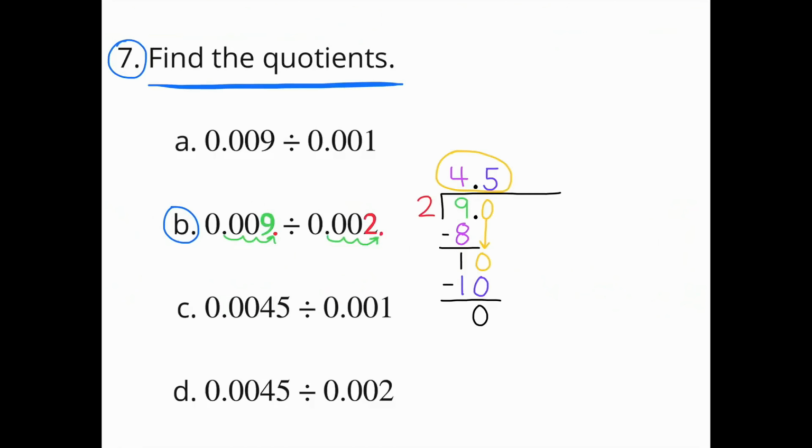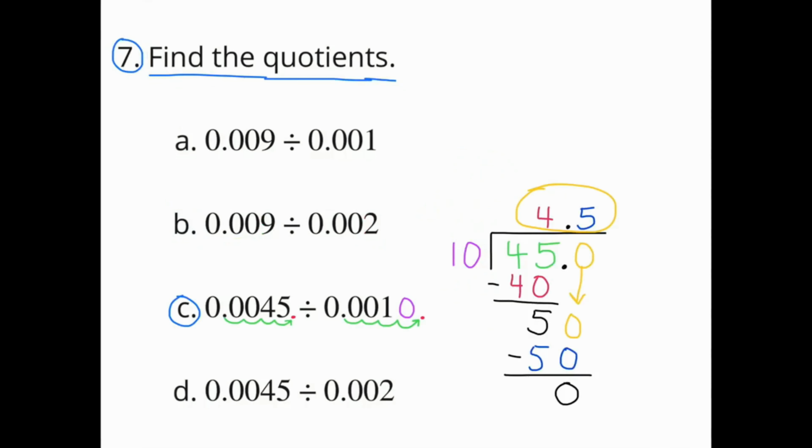B. 9,000ths divided by 2,000ths. I used the same strategy. I made both numbers 1,000 times greater. So I have 9 divided by 2, and 9 divided by 2 equals 4 5/10.